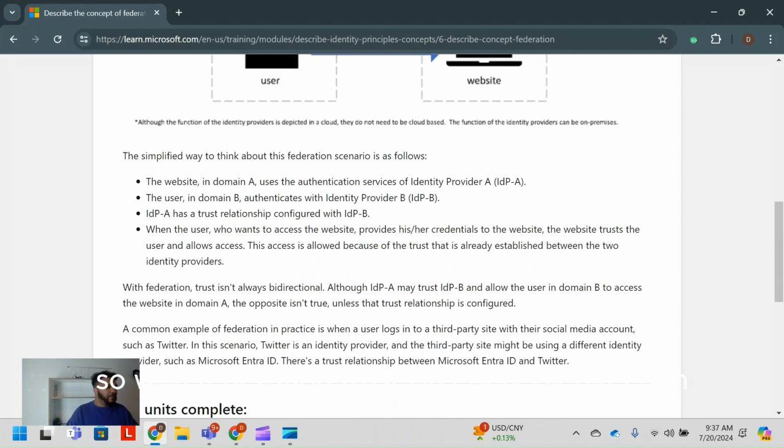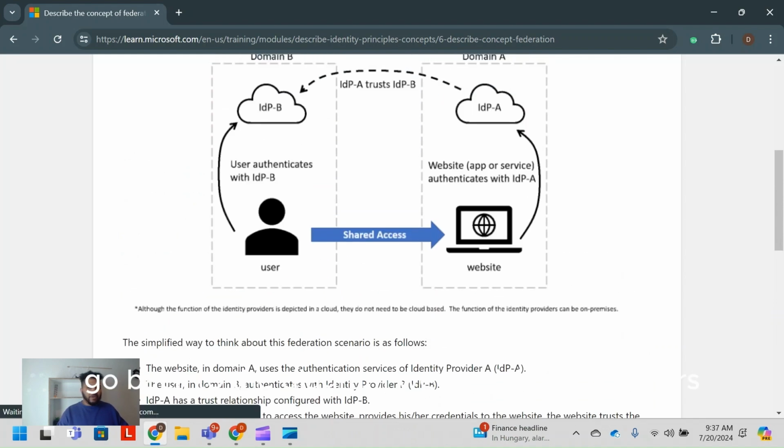So with federation, trust isn't always bidirectional, right? Although IDP A may trust IDP B and allow users in domain B to access the website, the opposite isn't true, unless the trust is configured. Think about this, going back to the diagram: just because we're giving customers, our users in organization B, access, that doesn't mean we have to reverse it. It doesn't mean organization B has to give users from A access, right?